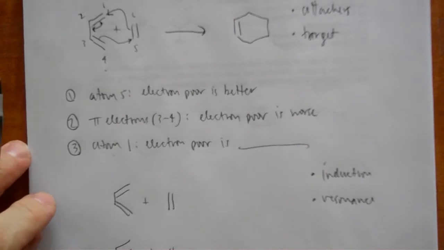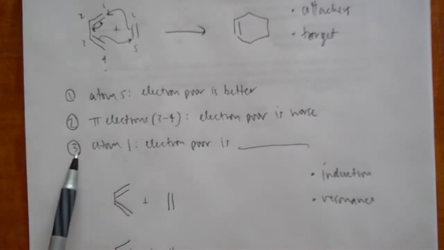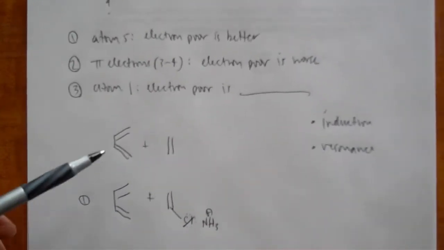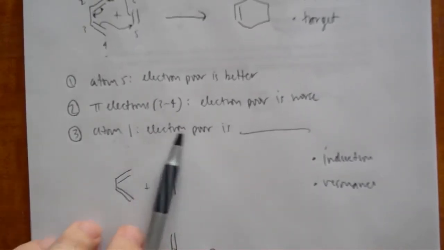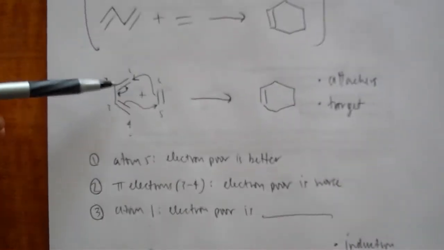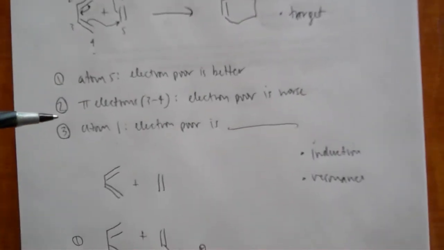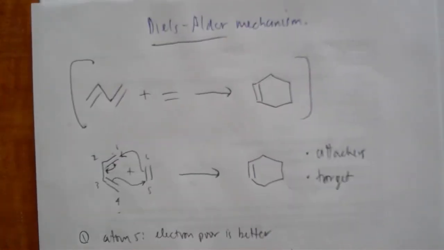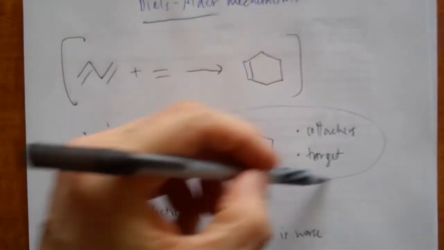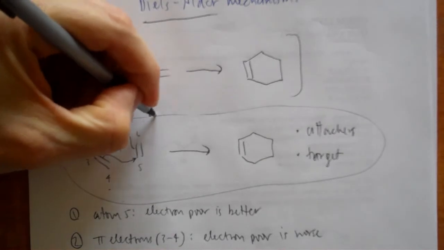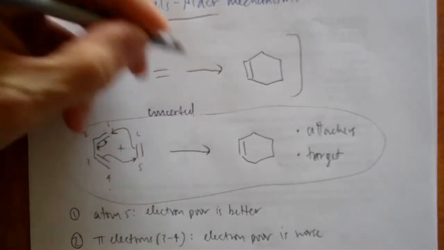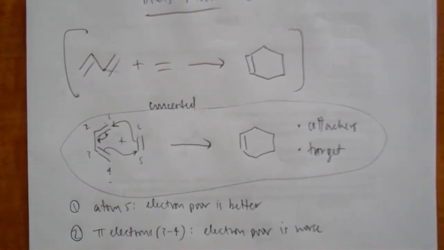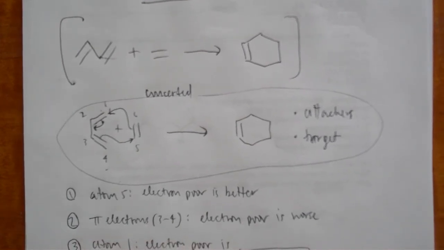And then I'm going to ask you to think about what you can do for atom 3. The couple questions I've given you here: the first question was, is electron poor better or worse for atom 1? And the next question is, how are we going to make it better or worse? Okay, so there's the mechanism. This is the big part of it. Oh, last thing I want to say about this is concerted. All these things happen at once. Okay, and we maybe have implied that.